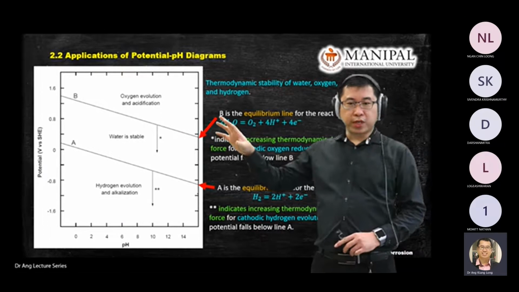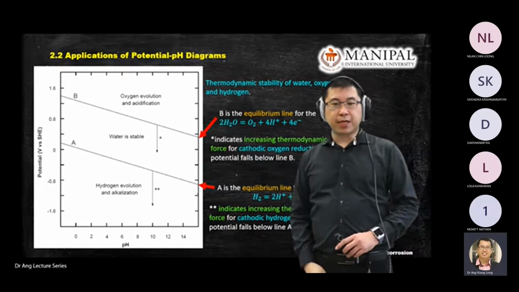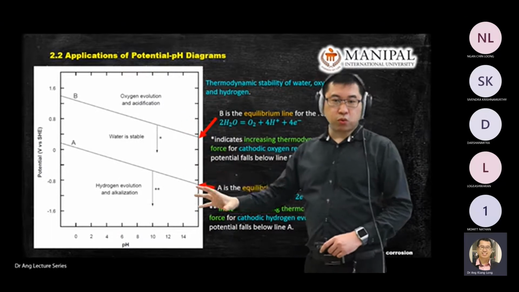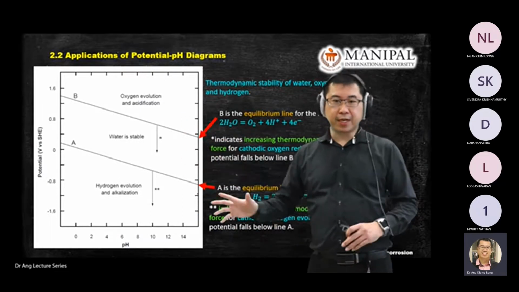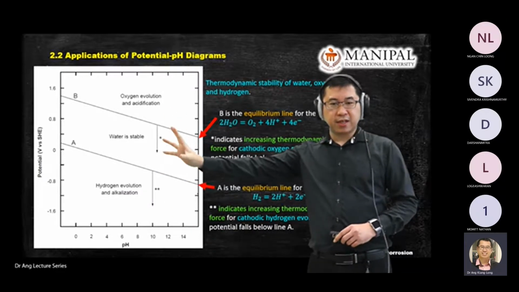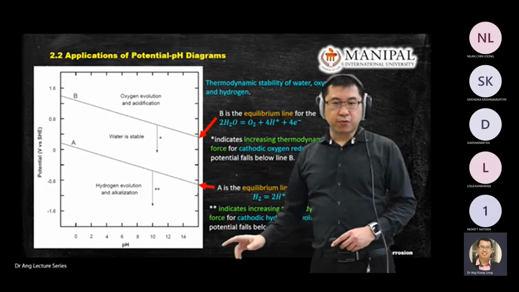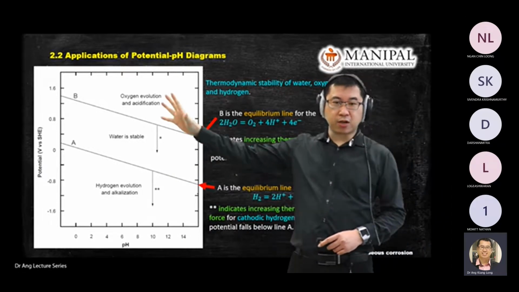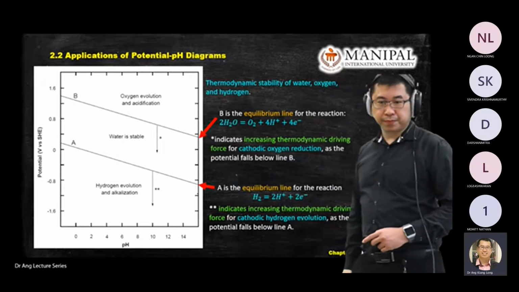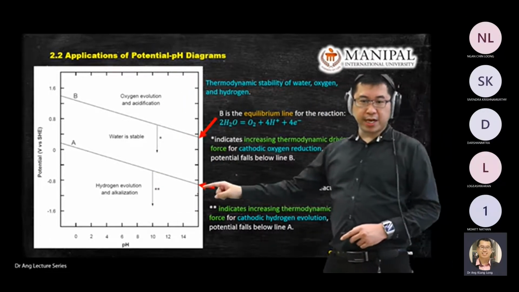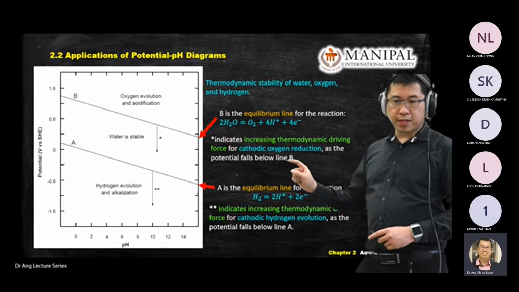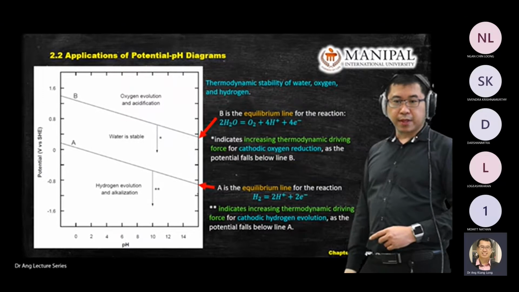I will try to give you a more specific example later on, maybe next class. I give you a scenario, maybe I give you an element, and then you try to construct this one. At least you have an idea what this is, right? So for today, we just introduce the components that we expect on the potential pH diagram. Okay, so you have two lines, line A and B. Each one tells you a different process.